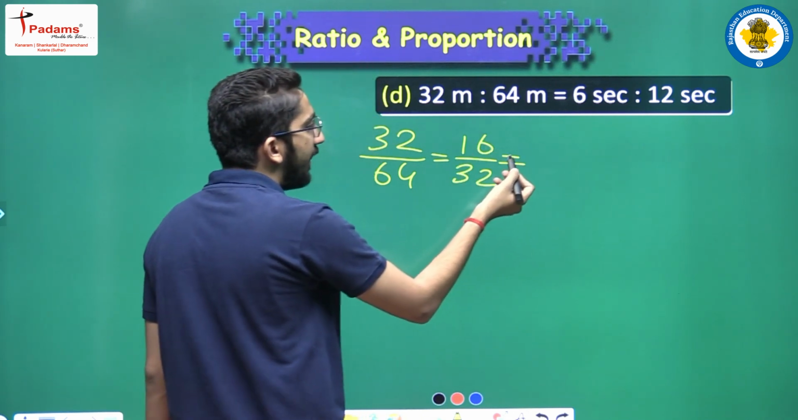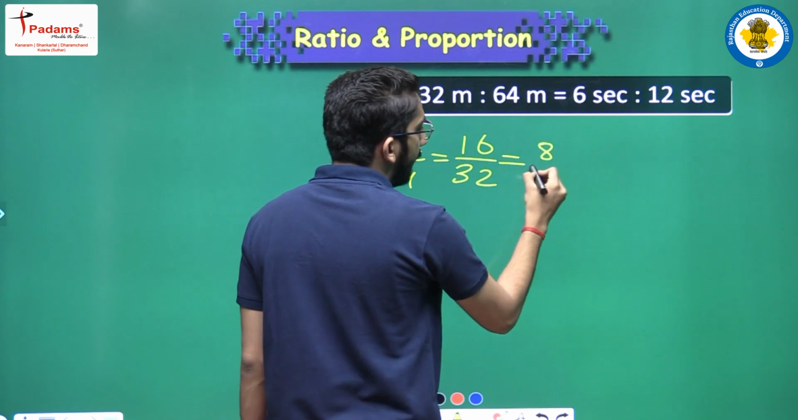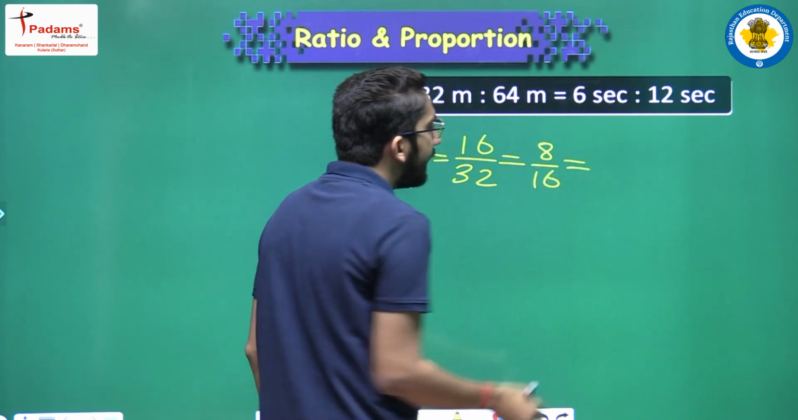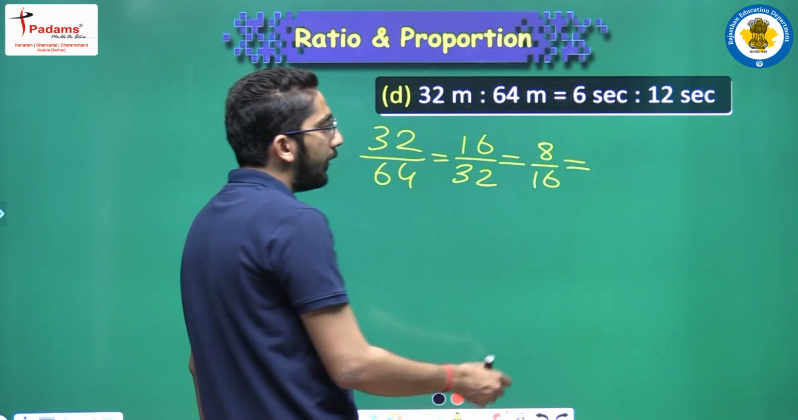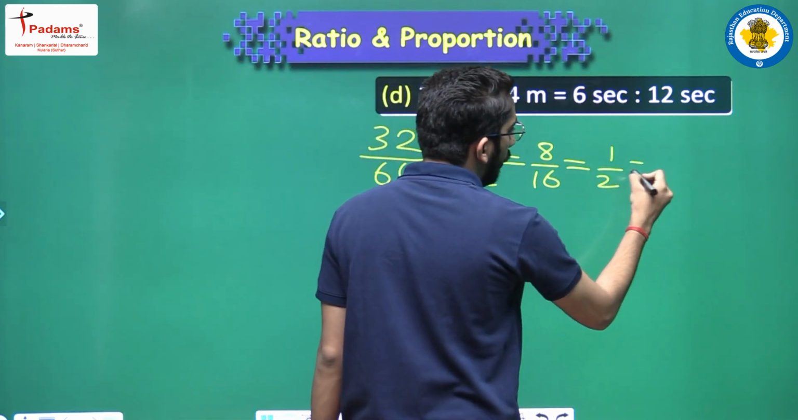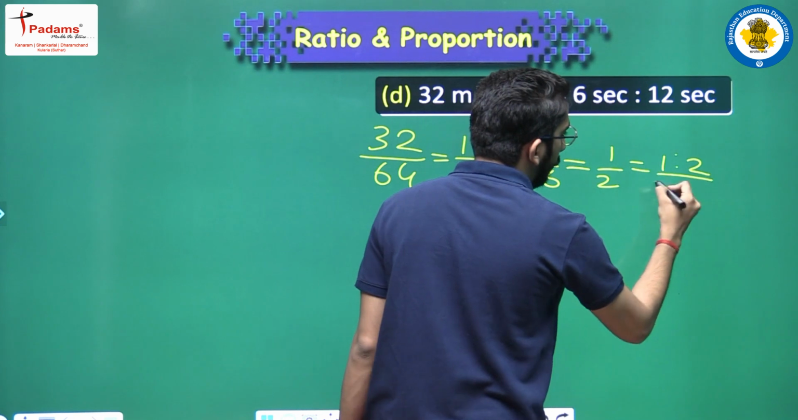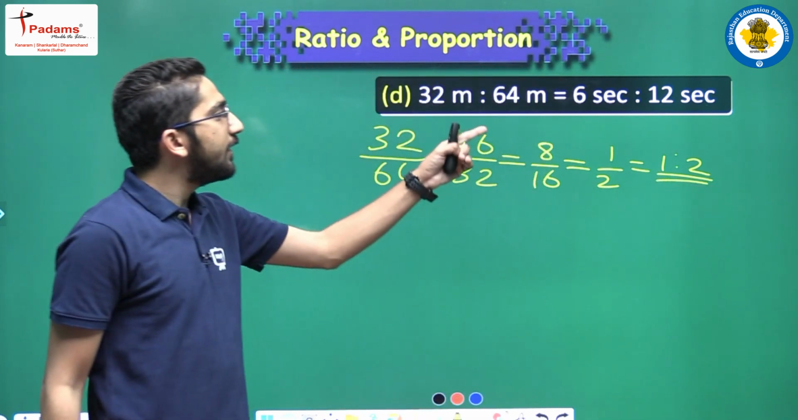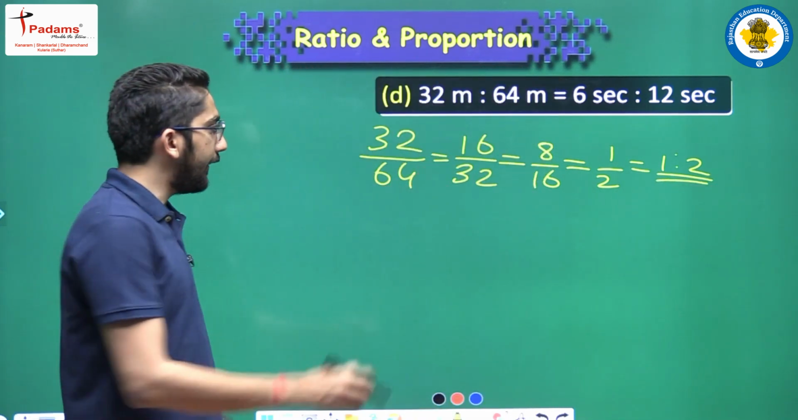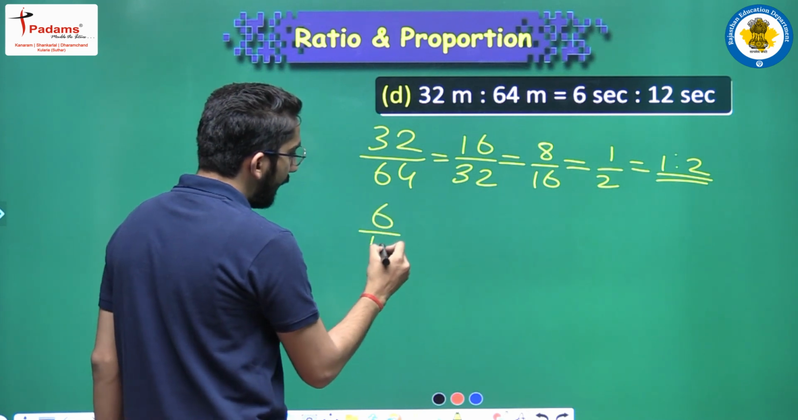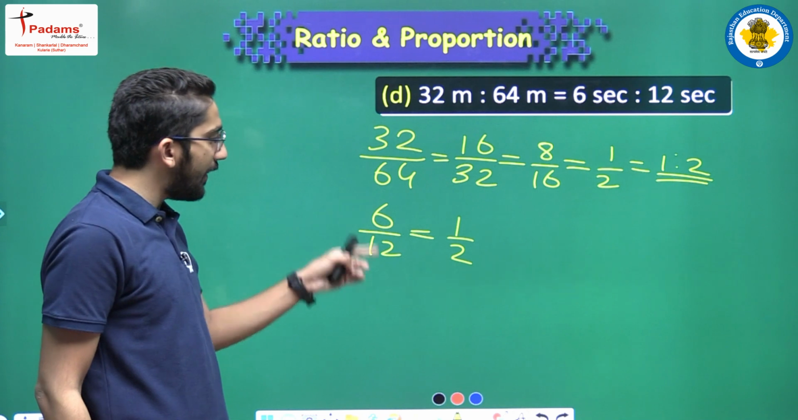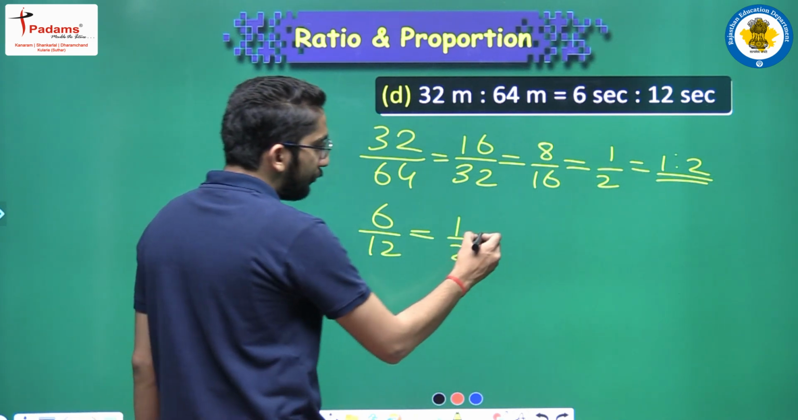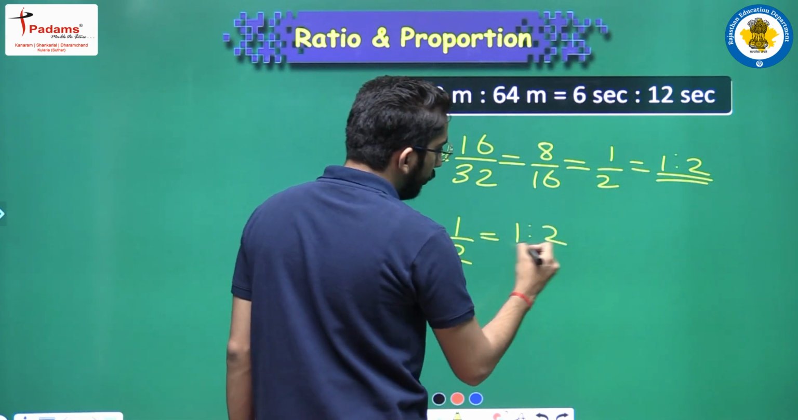Again आप इसको 2 से डिवाइड कर सकते हैं. This will become 8 upon 16, and you can divide now both of them with 8. So this will become 1 by 2 or 1 is to 2, right? Next is 6 second is to 12 seconds. So 6 by 12, and this is 1 by 2. You can divide both of them with 6 only. So this becomes 1 is to 2.